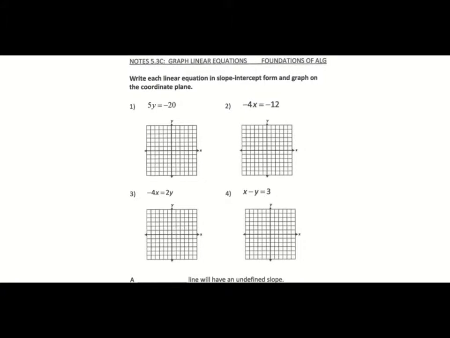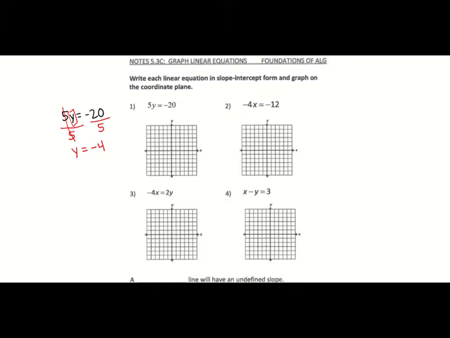In 5.3c, we're going to go over a couple more different graphs that you might encounter when you're graphing linear equations. So to start off with number 1, we are going to first write our equation in slope-intercept form. 5y equals -20. We want to get y by itself, so I'm going to divide both sides by 5. 5 over 5 gives us 1. -20 divided by 5 is -4.